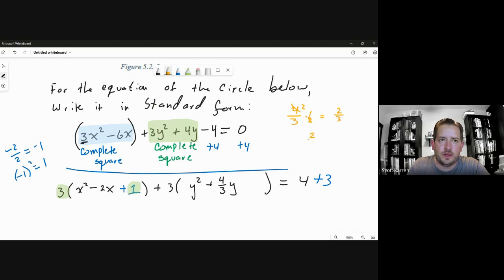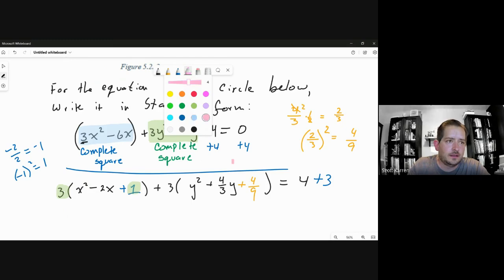And if I square that 2/3, I get 4/9. So that's what I have to add in here, plus 4/9. But again, I'm not adding 4/9 to the left-hand side. I'm adding 4/9 inside that parentheses. That parentheses, of course, has a 3 acting on it.